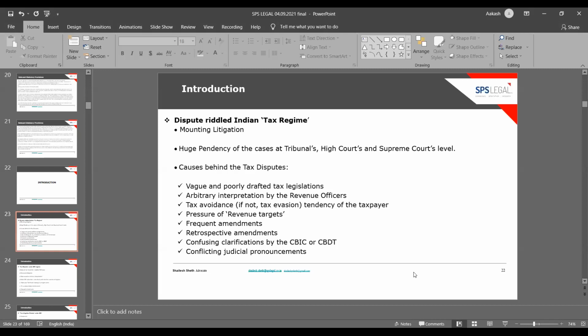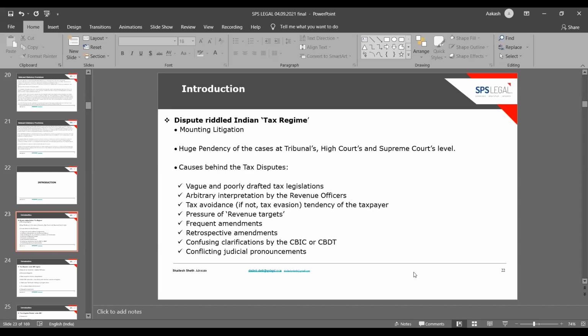We have all been frequently reading about the huge pendency of cases at the tribunal level, high court level, and Supreme Court level. And the story is more or less the same on both taxation fronts, whether indirect tax or direct tax. In indirect tax, the position is much more serious, with thousands of appeals still languishing for final hearing in the various benches of the tribunal across the country, covering customs, excise, and service tax.